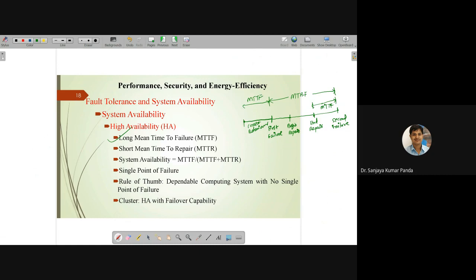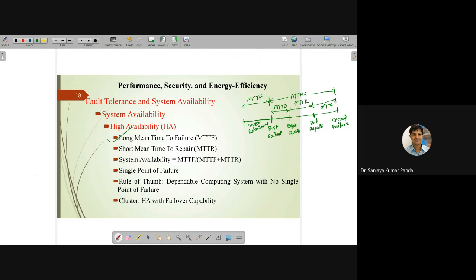Now, how much time is required to repair this particular failure? It is the difference between the end repair and begin repair. That is called mean time to repair. And what is this time? This time is called mean time to diagnose. Once a failure happens in your system, you have to diagnose it, right? Once diagnosis is done, then only you can start repairing.